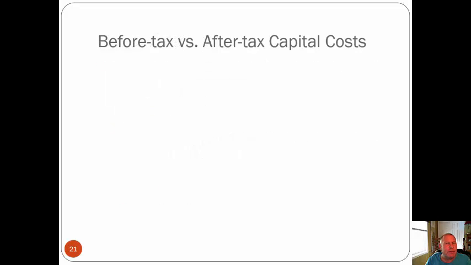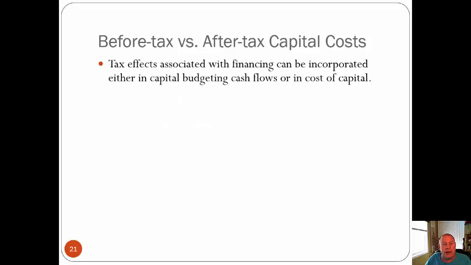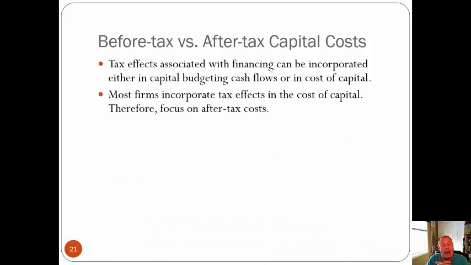As we've seen, there's before tax and after tax capital cost. Tax effects associated with financing can be incorporated either in the capital budgeting cash flows when you're actually looking at what piece of equipment should we buy, what are we going to do from a business case perspective, or you include it in the cost of capital. Most people include it in the cost of capital, therefore we're going to focus on the after-tax cost of capital, not the pre-tax. And only the cost of debt is affected, because remember, that's the only tax benefit. Other aspects of whether you retained earnings, whether you issue new shares, those have no tax ramifications because there's no tax benefits. The only cost is debt.